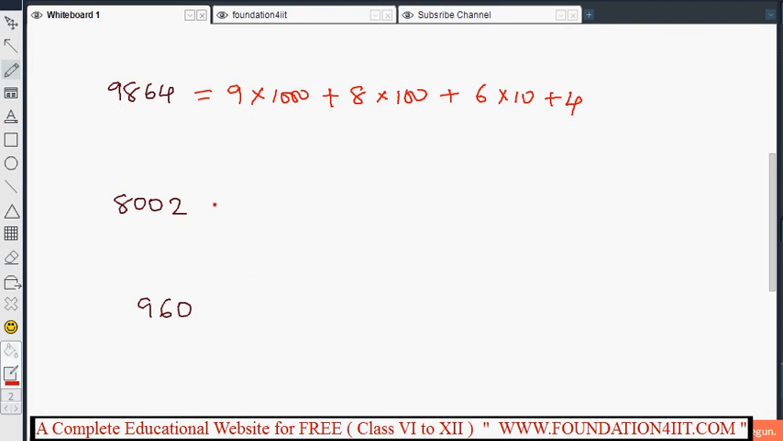Similarly, 8002. 8 is in the thousands place, plus, now these both are zeros, so 0 into 100 is 0 and 0 into 10 is also 0 only. So directly you can take 2 into 1. Okay, 960: 9 is in the hundreds place, plus 6 into 10, so 6 is in the tens place, plus 0 into 1, that is 0 itself. If any zeros are there, you can neglect that place value, because if a number is multiplied by 0, we will get 0 again.